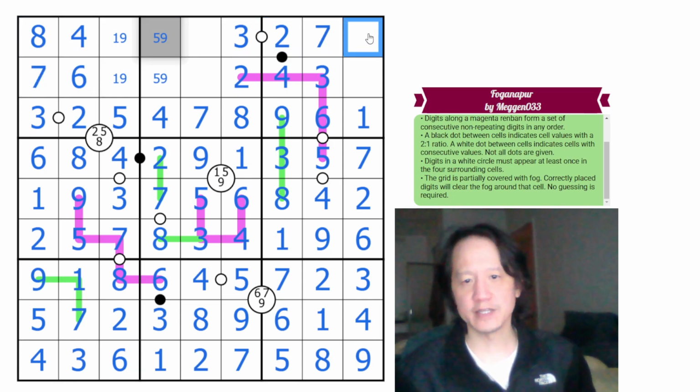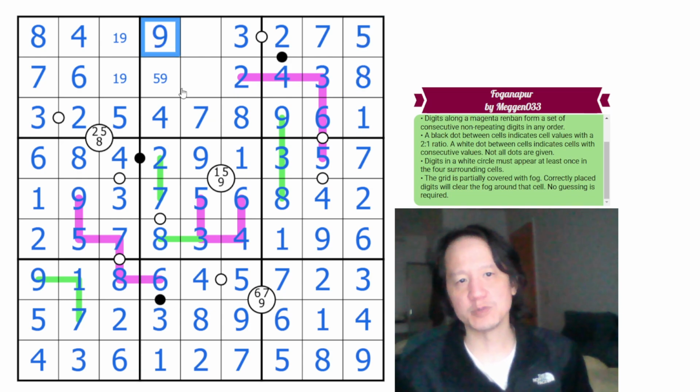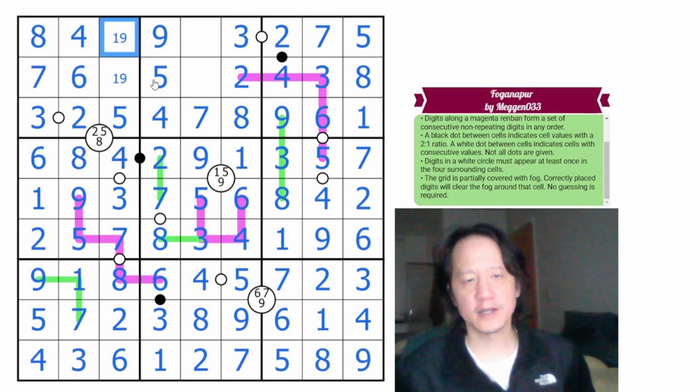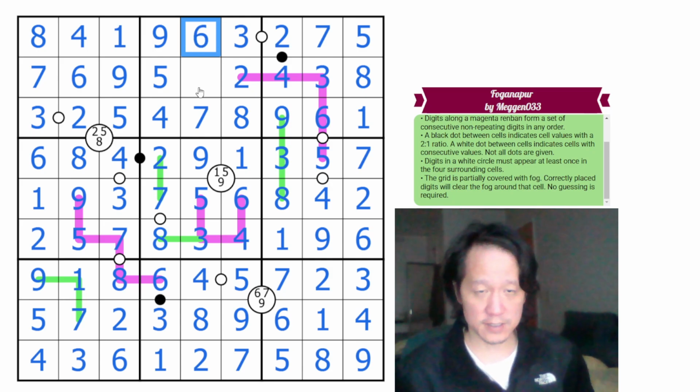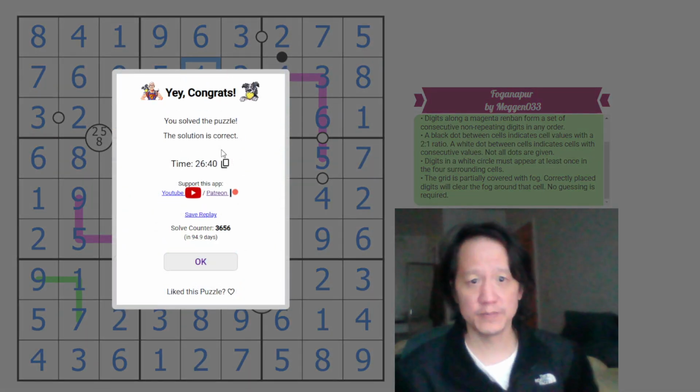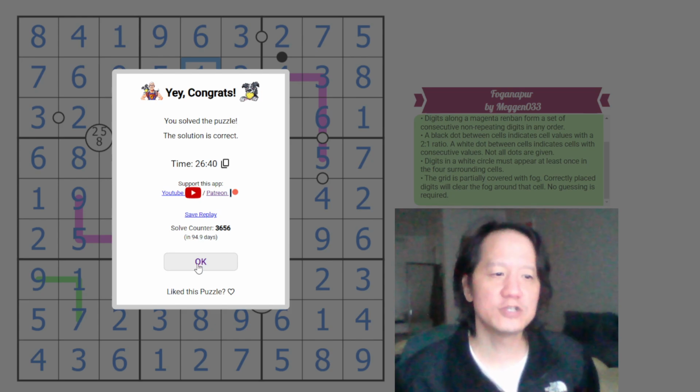This 8 eliminates an 8 from here, so that makes that 5, this 8. This can't be 5, so this must be 9, 5, and now we're just completing it. This is 1, this is 9. This is a 6, and this must be 1. And that's how you Sudoku there.